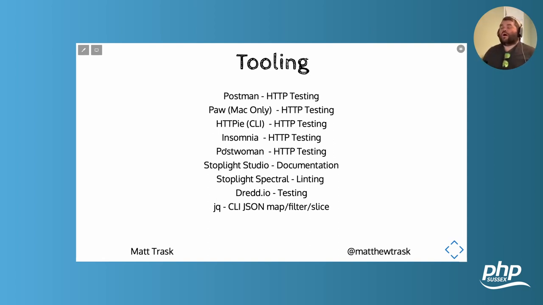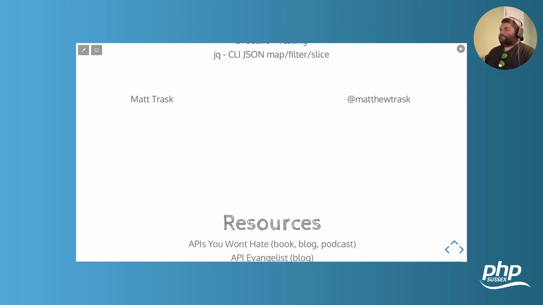Stoplight Studio: in order to make all that YAML less painful, Stoplight has come up with an application called Studio that allows you to design and document your APIs really easily. Spectral is the tool I use for linting my OpenAPI documentation. Dredd.io is a JavaScript test runner for you to test your APIs. And then jq is a CLI JSON processor that gives you things like map, filter, slice, all those things that we're used to in the PHP and JavaScript world. Now you get them on the command line as well.